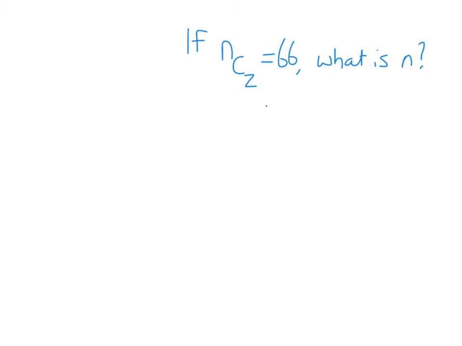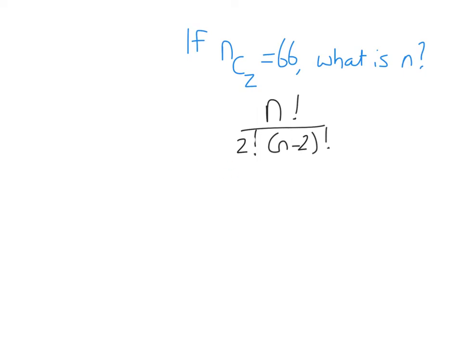So remember, for nCr, it's n factorial over r factorial times n minus r factorial. So here, n we don't know, but r we know is 2. So I'm going to rub out r and replace it with 2. So let's see how I can simplify this.